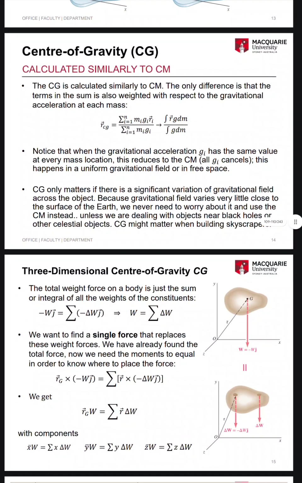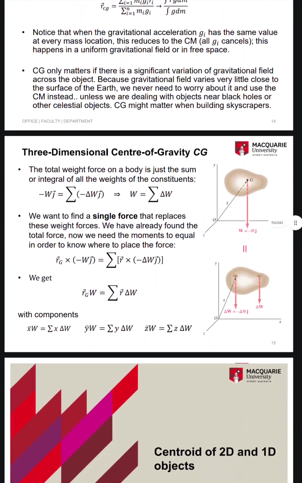Notice that when the gravitational acceleration g_i has the same value at every mass location, that reduces to the Cm. All g_i cancel. This happens in a uniform gravitational field or in free space. Cg only matters if there is a significant variation of gravitational field across the object. Because gravitational field varies very little close to the surface of the earth, we never need to worry about it and use the Cm instead, unless we are dealing with objects near black holes or other celestial objects. Cg might matter when building skyscrapers.